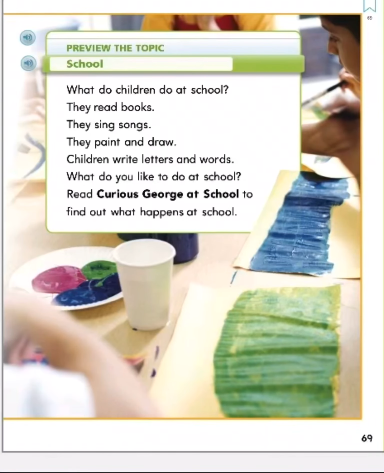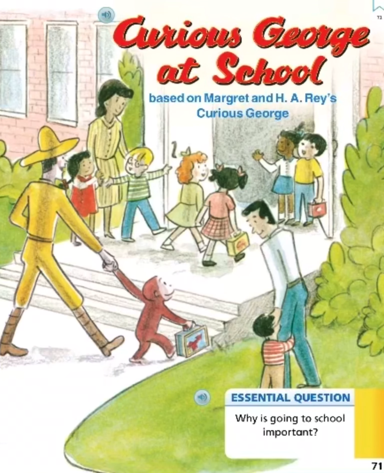Preview the topic. School. What do the children do at school? They read books. They sing songs. They paint and draw. Children write letters and words. What do you like to do at school? Read Curious George at School to find out what happens at school. Curious George at School, based on Margaret and H.A. Ray's Curious George.